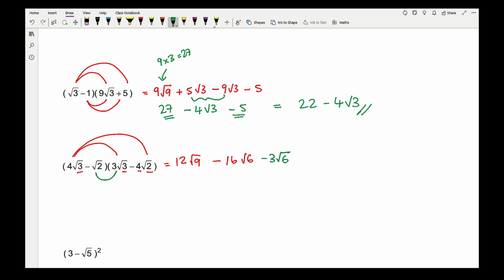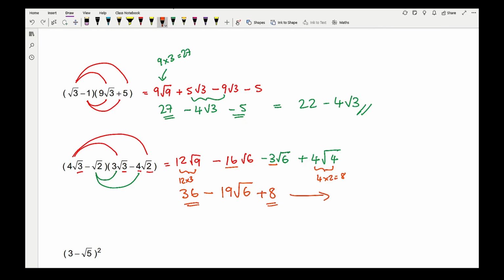And then I've got minus root 2 multiplied by minus 4 root 2. So two minuses become a plus. It's going to give me 4, and then root 2 times root 2, which is 4. So got a lot of simplifying here. So this becomes 12 times 3, which is 36, minus 16 take away 3 is minus 19 root 6. And 4 root 4 is 4 times 2, which is 8. So that's going to be plus 8. So joining these two things together, what I end up with is 44 minus 19 root 6. And there is my final answer.